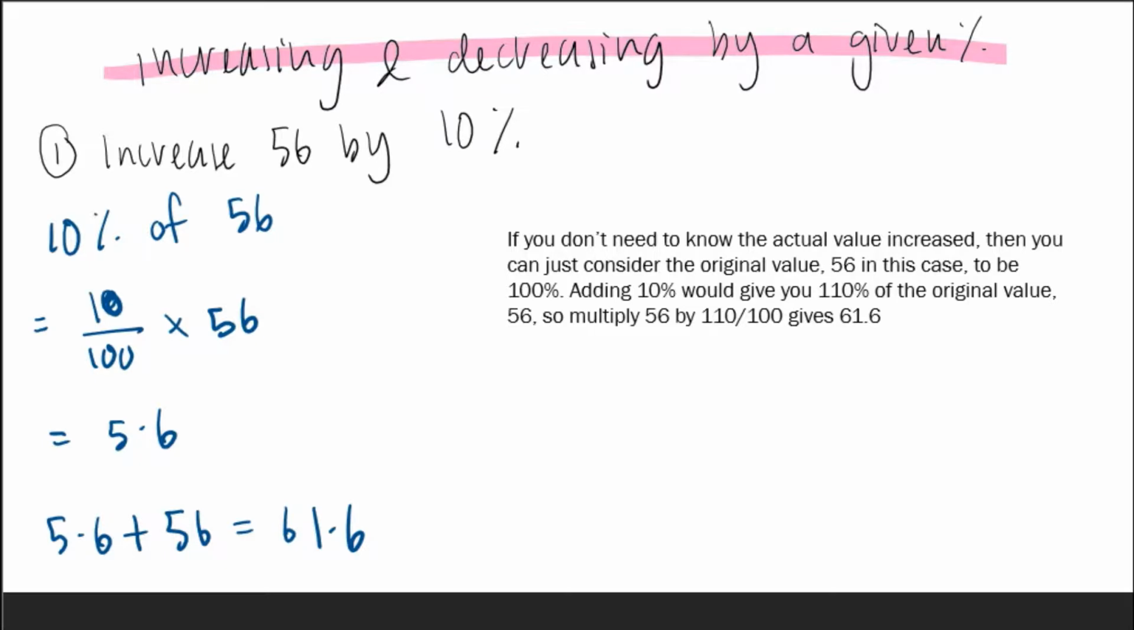If you don't need to know the actual value increased, which is 5.6 in this case, then you can just consider the original value, 56 in this case, to be 100%. So you add 10% to the 100%, giving you 110% of the original value, 56. So just simply multiply 56 by 110 over 100, and that will give you 61.6.